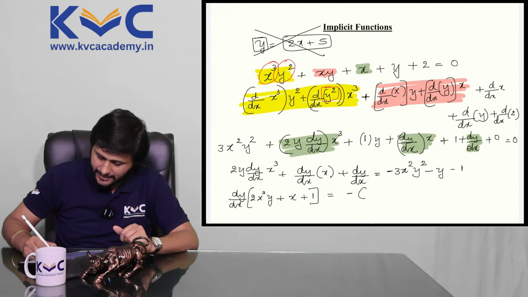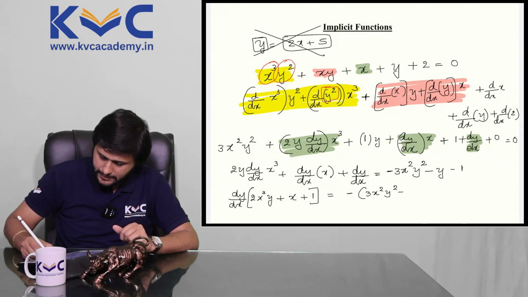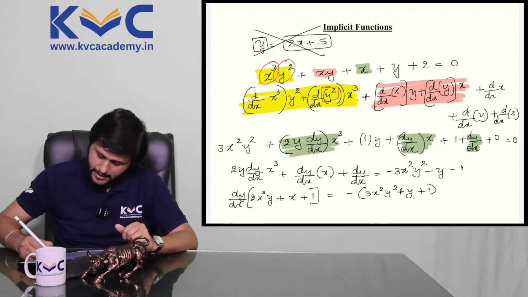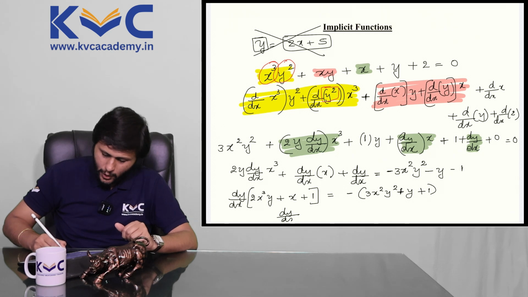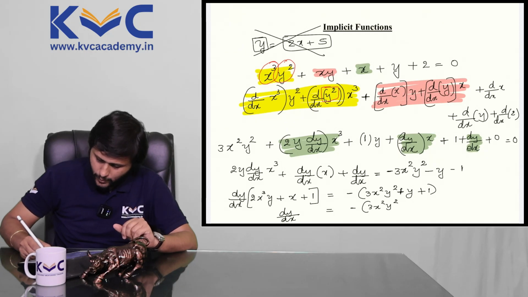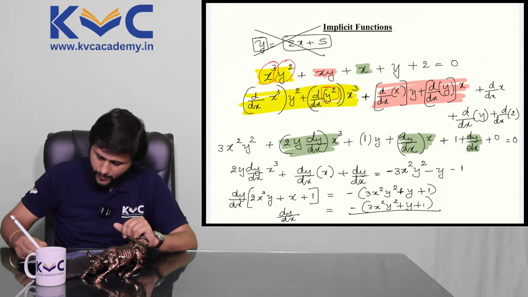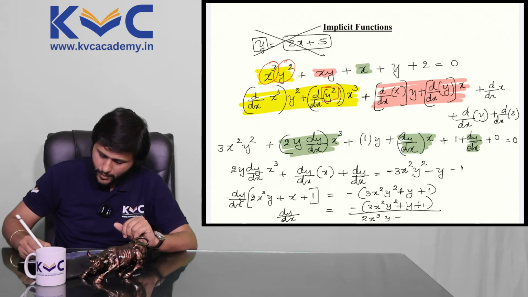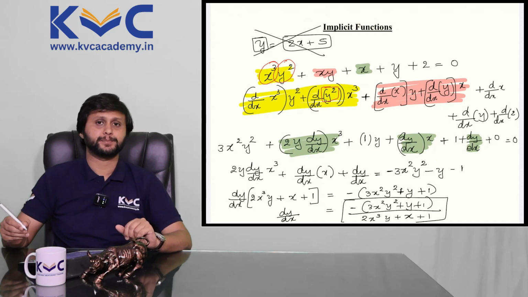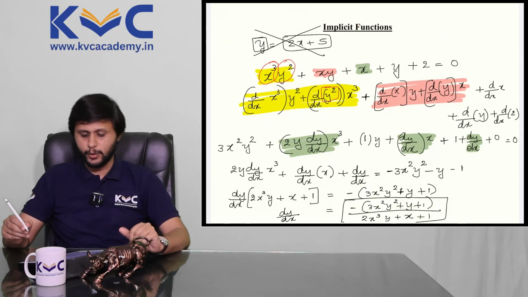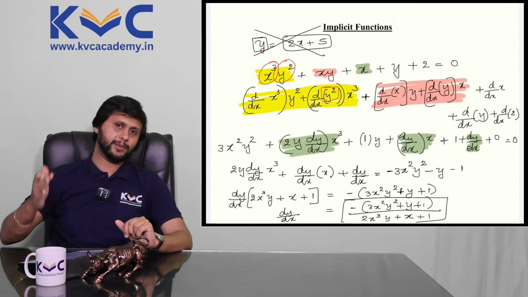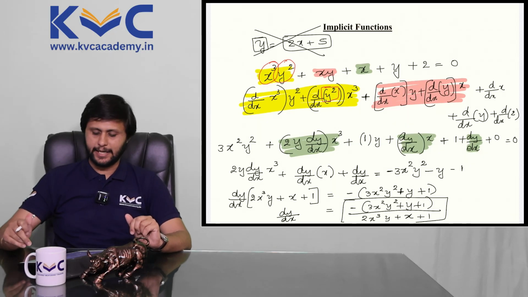Equal to, on the other side we have minus common, I'll take it outside the bracket, and this is what we get. Since I'm putting minus outside the bracket, this becomes plus for all of them. Correct. Now finally dy by dx, that's all that I wanted: differentiation of y with respect to x. So we have minus 3x square y square plus y plus 1, all divided by 2x cube y plus x plus 1, and this is my final answer. So we will have to use product rule a lot of times when we have x and y mixed up together, and finally we are getting only dy by dx on the other side.